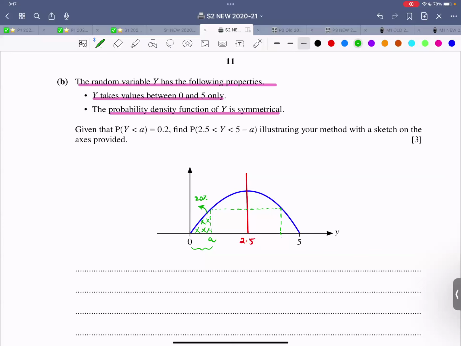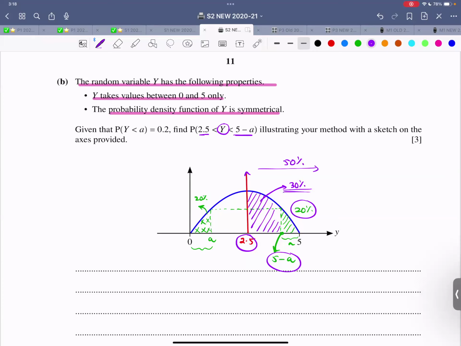Now, if I transfer this to the other side, this difference is A, and this difference is A. Therefore, this value would be 5 minus A. Make sense? This is also 20%. Now let's focus on y between 2.5 and 5 minus A. How much is that? Very simple. This has to be 30%, because the right of this line is 50%, and 50 minus 20 gives me 30. That is for 3 marks. Very conceptual.